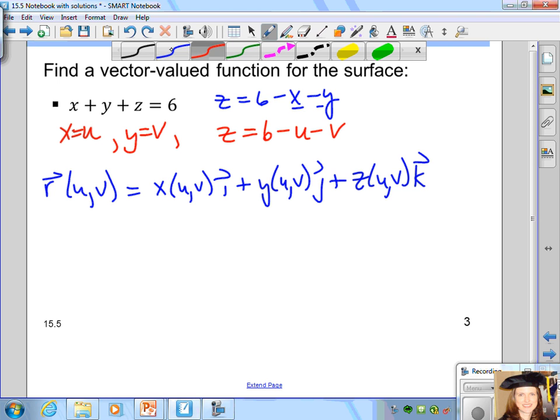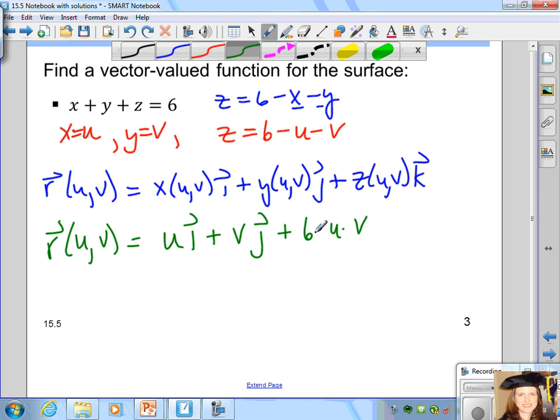So our vector valued function for the surface, coming up with an equation r in terms of u and v, we can write this as r of u and v is equal to, we can replace x with u, that's going to be ui, plus vj, plus z, which equals 6 minus u minus v, all of that k. So this is a vector valued function for the surface.